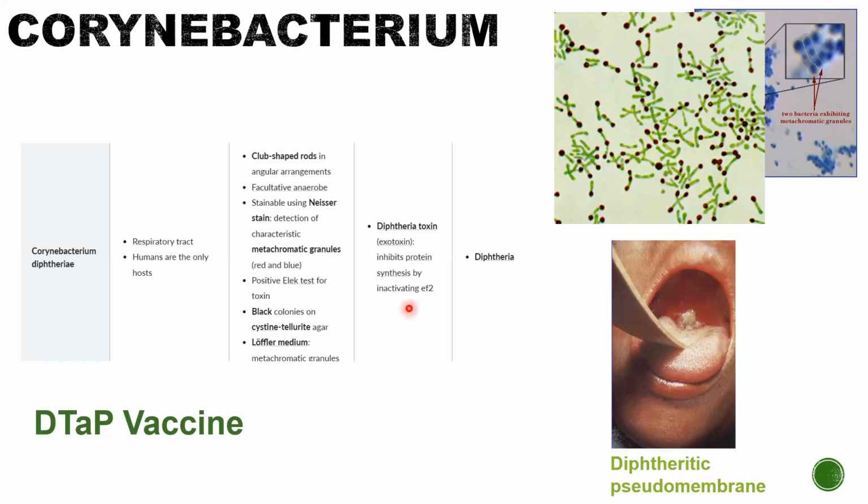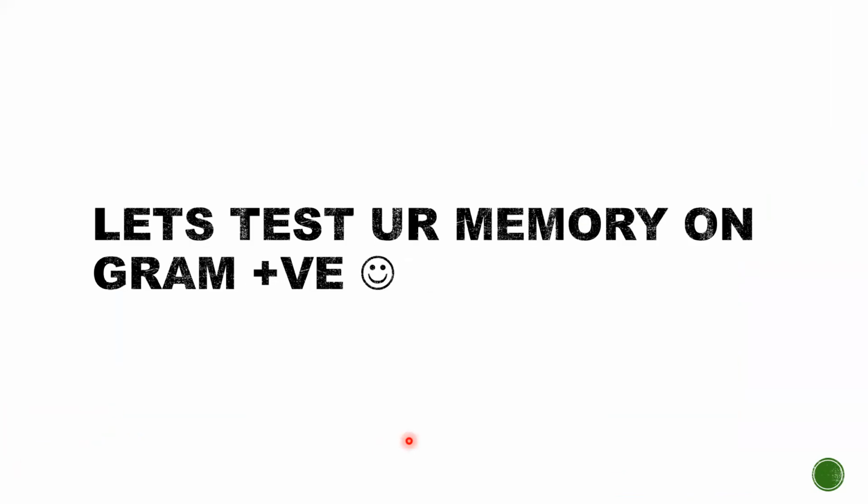And an important thing to remember is the DTaP vaccine. D is for diphtheria, T is for tetanus, and P is for pertussis. Okay, so the T is for tetanus, which is basically the Clostridium tetani, and D is for the diphtheria, which is Corynebacterium diphtheria, and P is for pertussis. We're going to be talking about that later. Okay, so do you guys have any questions regarding the bacilli?